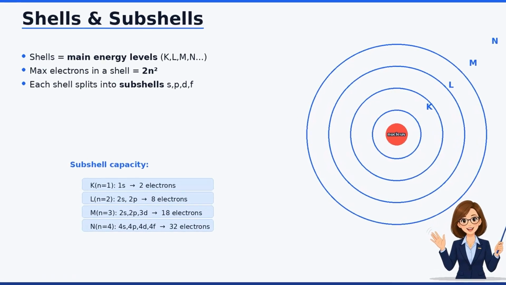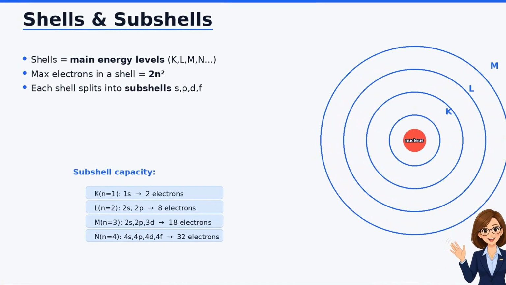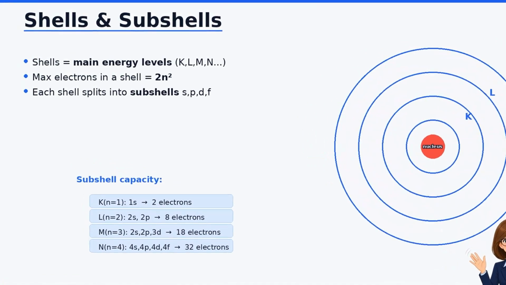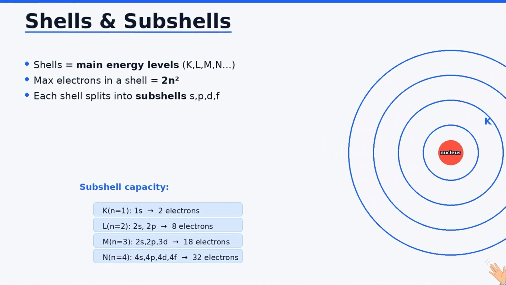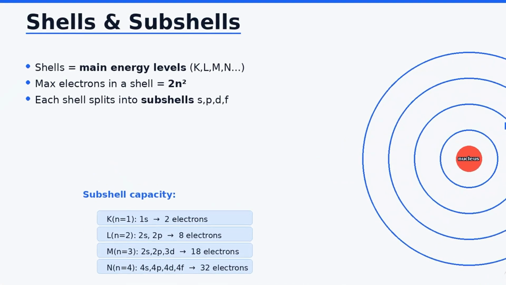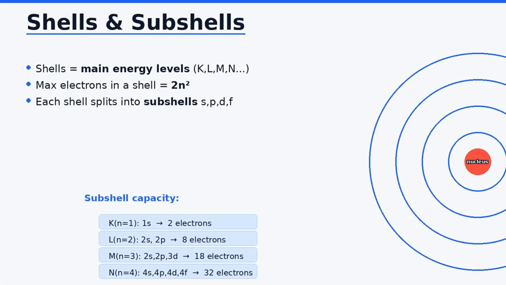Let's talk about shells and subshells. Electrons live in main energy levels called shells, K, L, M, N. The maximum electrons in a shell is given by 2n squared. Each shell splits into subshells called S, P, D, and F, which hold 2, 6, 10, and 14 electrons respectively.